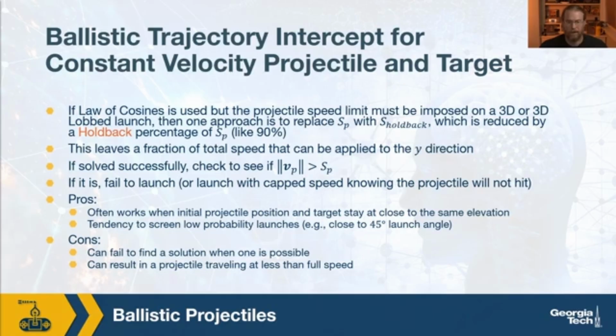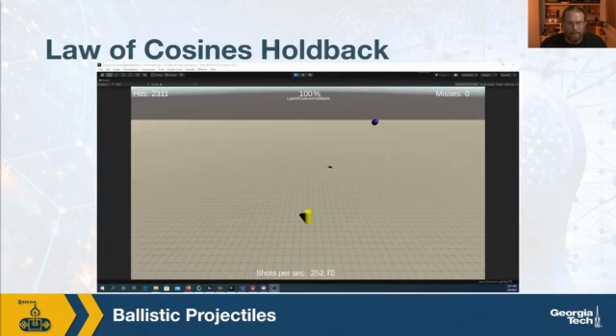So if you're trying to throw a projectile to do damage, like a weapon, your agent's going to be throwing soft, and that's not really what you want. You want to throw hard because you want to do more damage and make it more likely that you're going to hit your target. So this is okay, but it's not the greatest solution. But again, that's only if you want to do lobbed in 3D and truly want to enforce the speed limit. So we can look at the holdback version of law of cosines here.